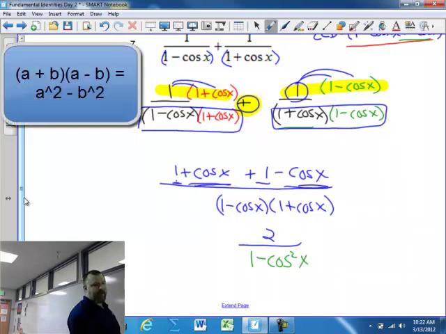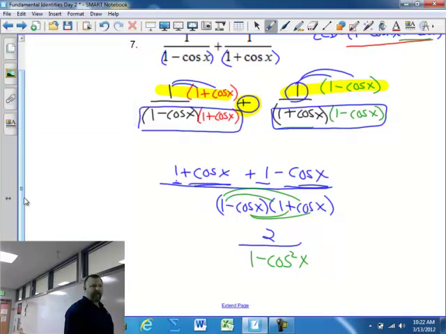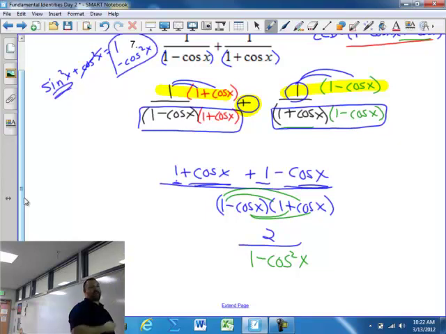If you don't believe me, you could FOIL it out, but those middle terms are going to cancel. That's just the difference of two squares, which is going to come back later. Don't we have an identity for 1 minus cosine squared? We do. Let's go back up here. We had sine squared of x plus cosine squared of x equals 1 from the first part of the day yesterday, or last class. So if we subtract the cosine squared to the other side, 1 minus cosine squared is just sine squared.